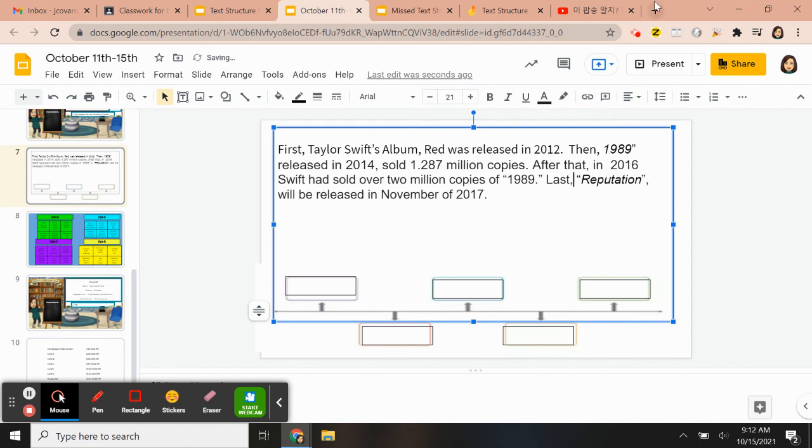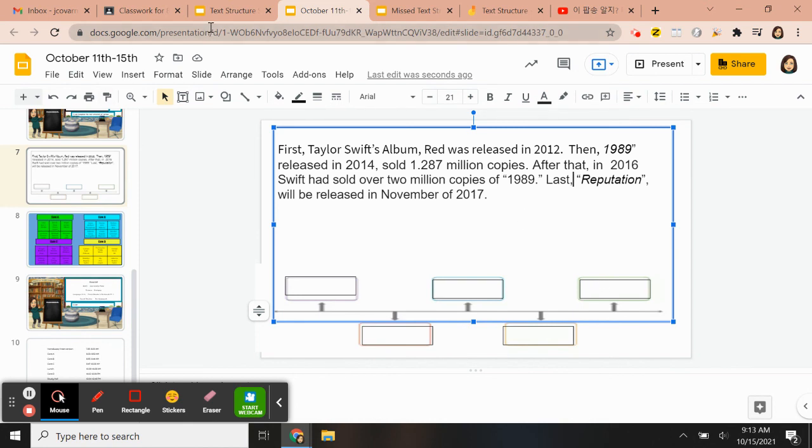All right. So now we've summarized the whole passage, right? So first, Taylor Swift's album Red was released in 2012, then 1989 released in 2014 and sold 1,287,000 copies. After that, in 2016, Swift had sold over 2 million copies of 1989. Last, Reputation will be released in November of 2017. So now we have a whole summary, okay?